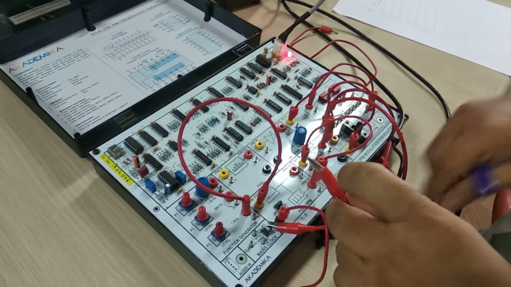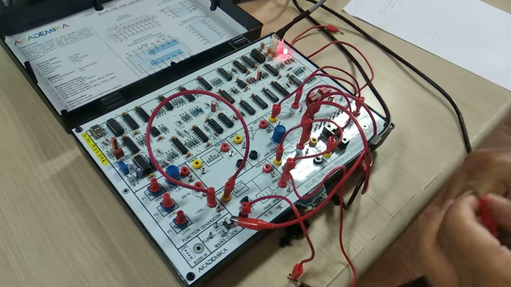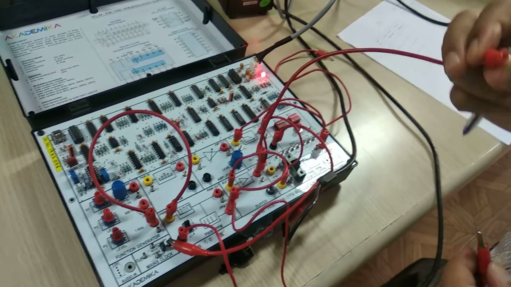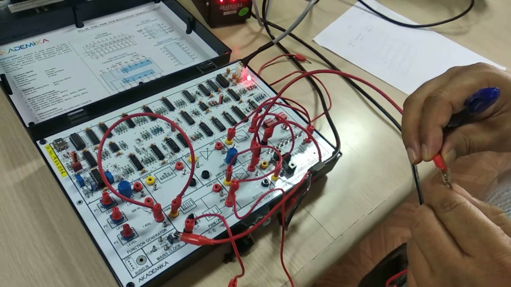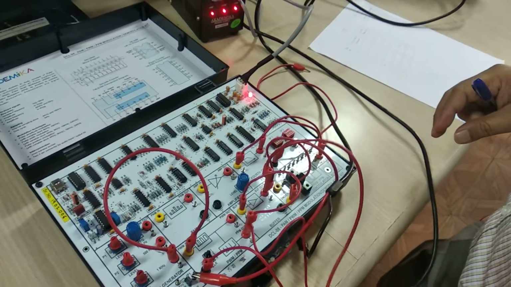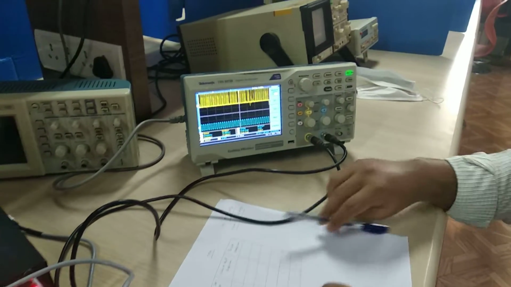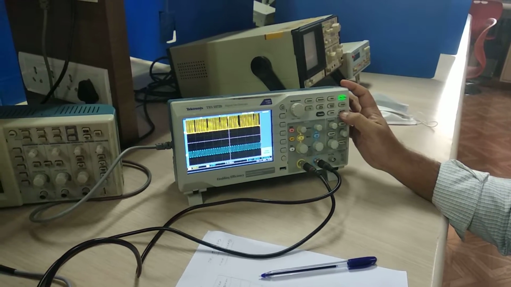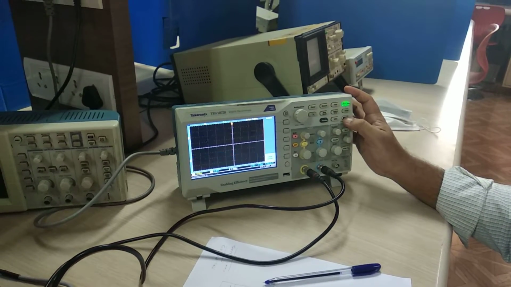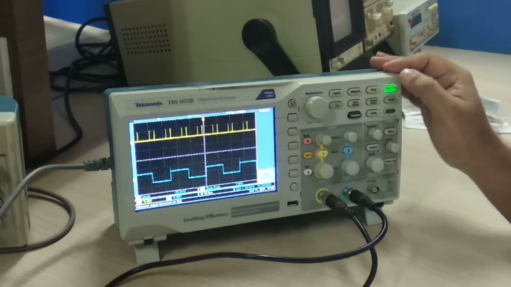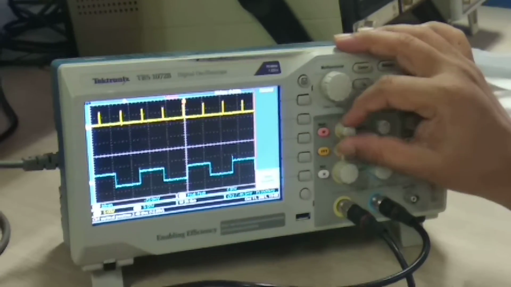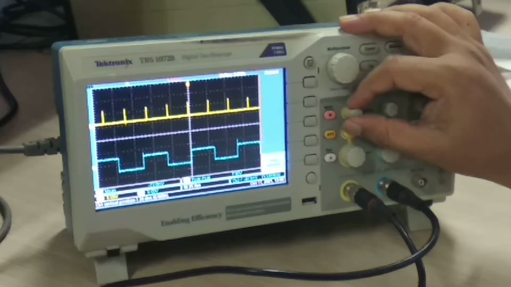Whatever the input, instead of this input, I'll take the output. So I'm getting the output here. This output I am connecting to the CRO. Okay. So this is connected. I'll do the auto set. So again it is doing the automatic setting. Now I'll just adjust the position so that we can compare.